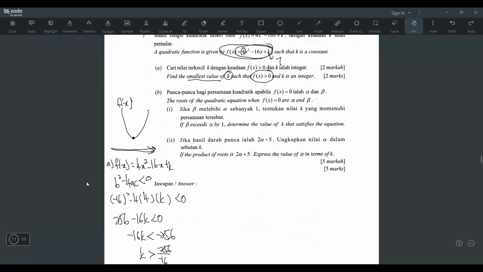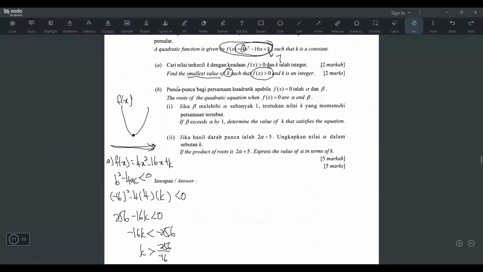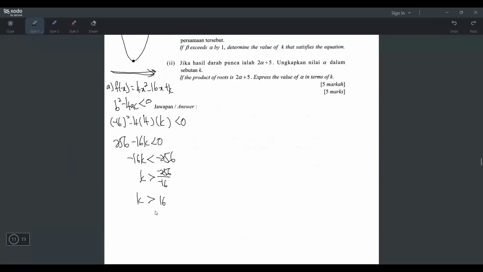But the question never says find the range of k. They say find the smallest value of k. So I don't think your answer can be written like this. You have to write the smallest value of k. It means you have to write equal and choose one number. So can you tell me what's bigger than 16? If k has to be bigger than 16, then k is what? 17, 18, 19, all those numbers.